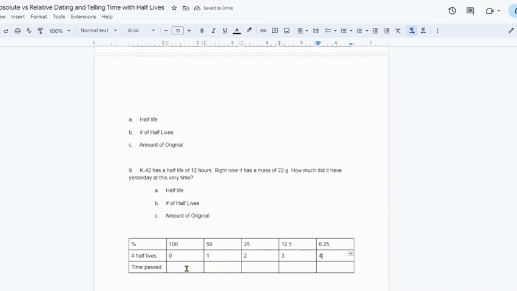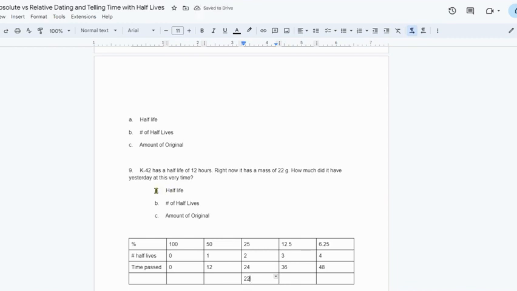After the time passed, let's figure out how much passed. It's 12 hours. So time passed at 0 half-lives is 0 hours. After one half-life, we know that 12 hours have passed. 24, 36, 48. Right now, we know that it has a mass of 22. We can add this as well. Right now, it has a mass of 22 grams.